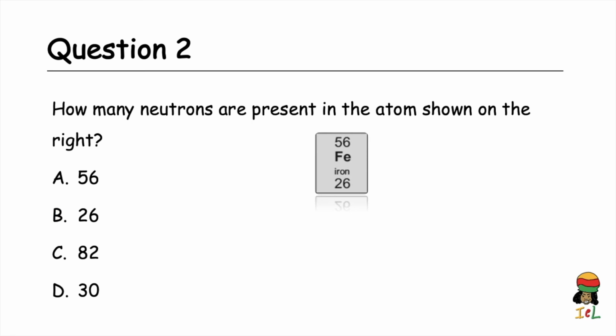Question 2. How many neutrons are present in the atom shown on the right of our screen? A, 56, B, 26, C, 82, D, 30. The answer is 30. To find the number of neutrons, we subtract the atomic number from the mass number. So that's 56 subtracting 26. That gives us 30.